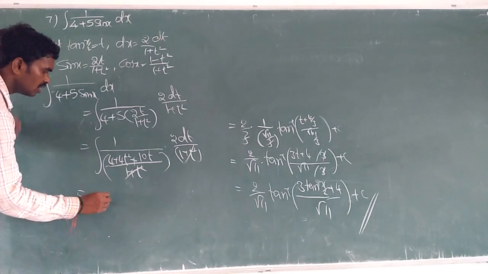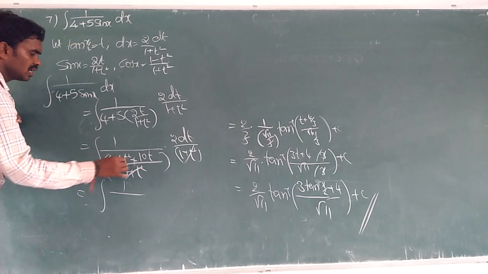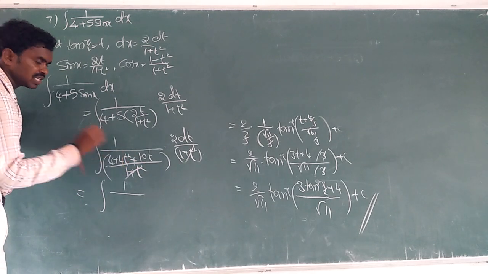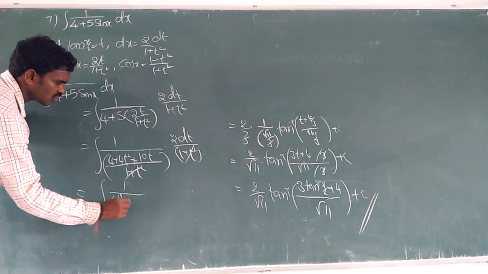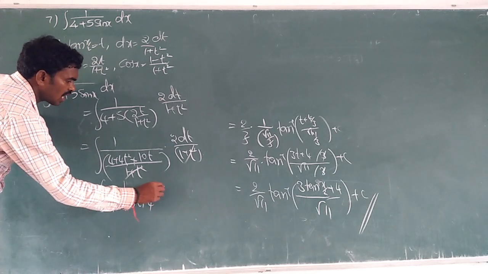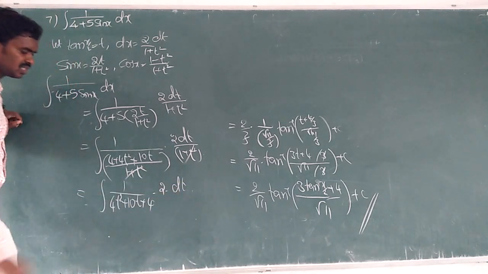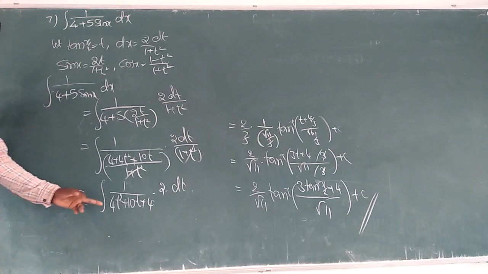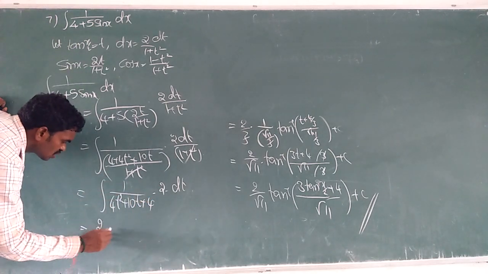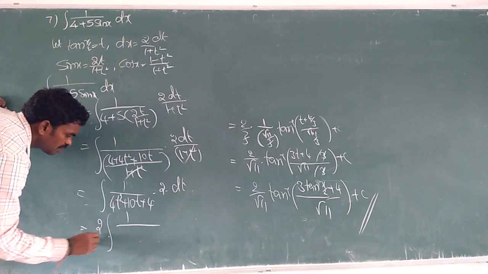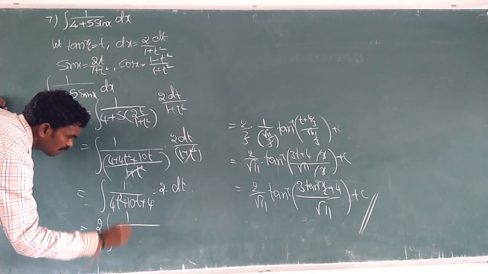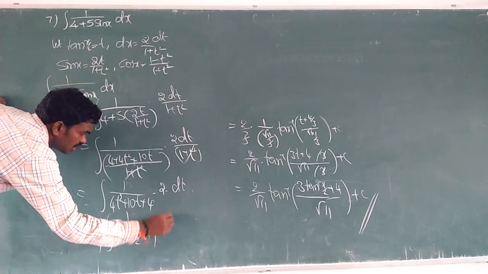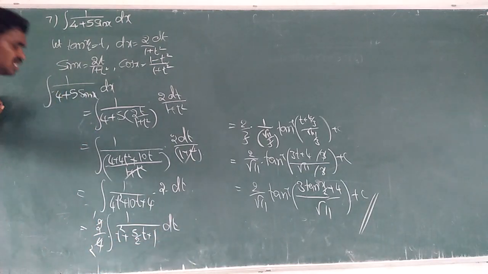Now which is equal to integration of 1 by 4t square plus 10t plus 4, with 2 dt in the numerator. In each and every term the t square coefficient is 4, so take 4 common. And the 2 stays outside. So it becomes t square plus 10 by 4, which is 5 by 2, t plus 4 by 4 is 1, dt. Of course the 4 gets cancelled.